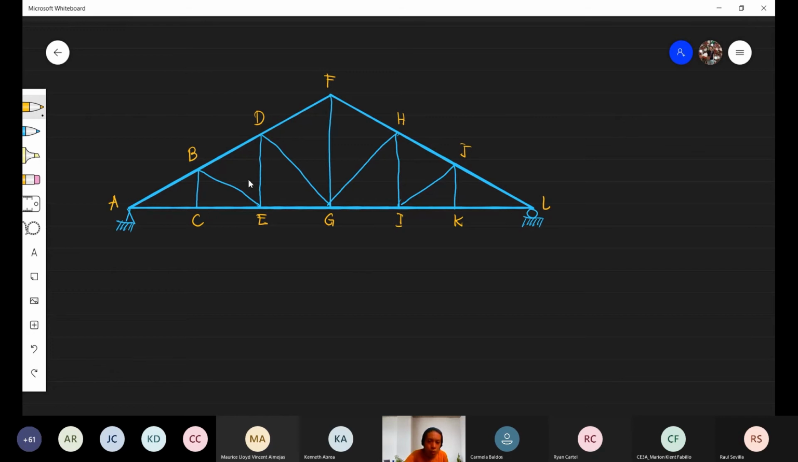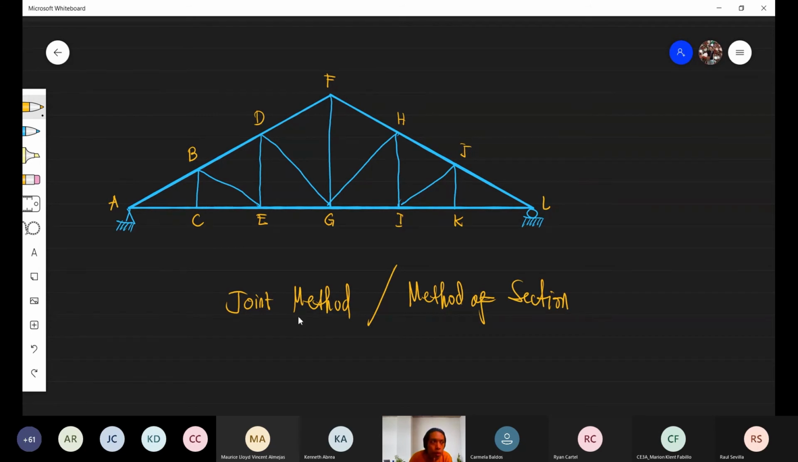So how do we solve trusses? In statics, there are two methods. Number one is the joint method. Then the other one is the method of section. Joint method and method of section.